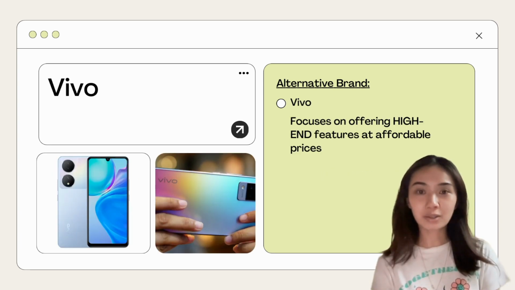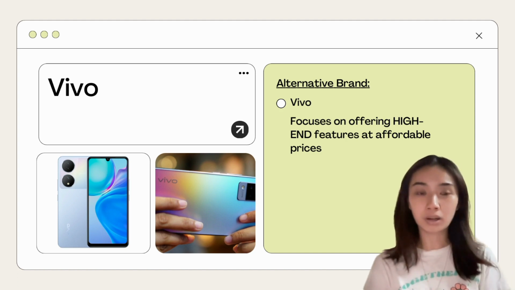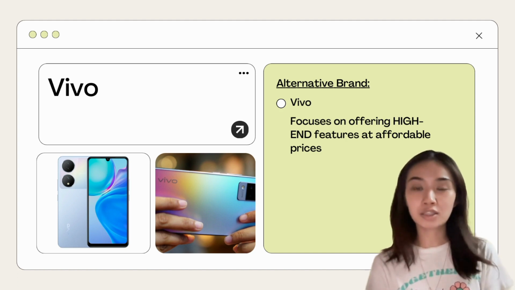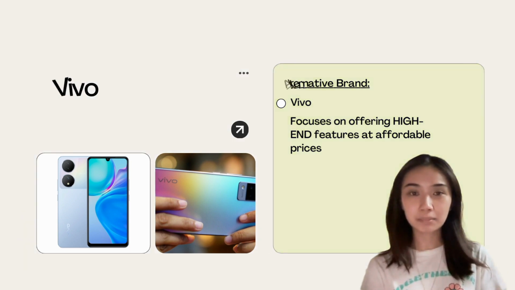On the other hand, according to Goodwin, people primarily purchase Vivo phones because of their low cost. You'll have to assess excellent specifications and features if you use a Vivo phone. Like Xiaomi, Vivo focuses on offering high-end features at affordable prices.